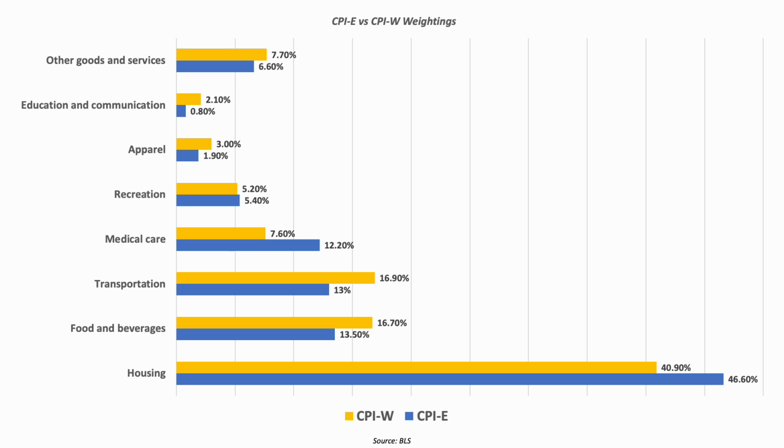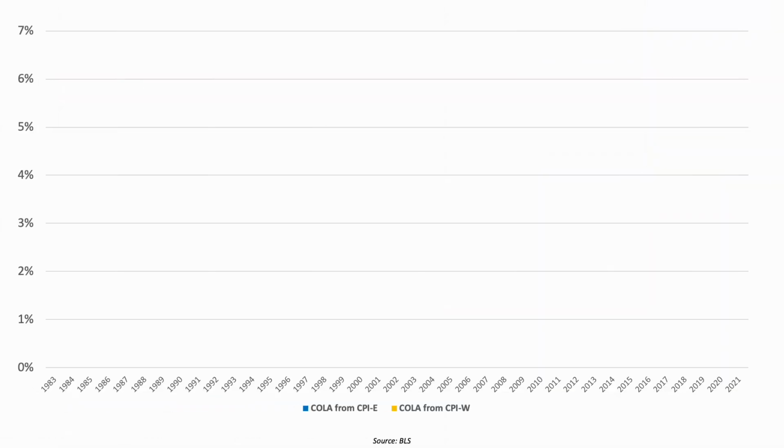But the big question here is, how does this measurement method affect the actual cost of living adjustments for benefits? Would it result in a larger benefit increase for seniors, or could it actually result in a lower increase? Let's look at some data.